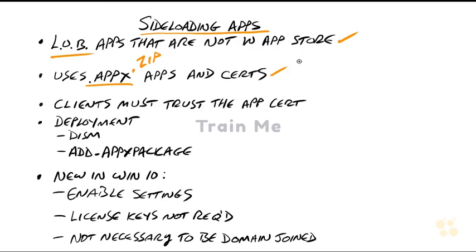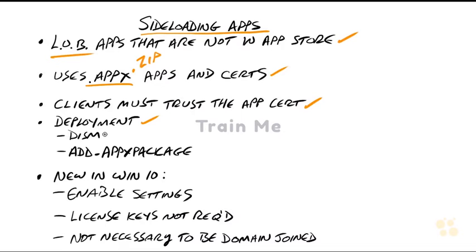Now, what you should use for this when you're developing your own apps is a certificate that is signed by a trusted certification authority, such as VeriSign or Microsoft or some other publicly trusted CA. For our demonstrations, we're just going to use a self-signed certificate only to demonstrate that you can use it. Clients must trust the app certificate, and that's why it's better to use a publicly available certification authority.